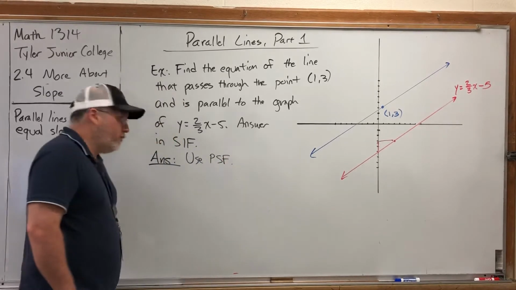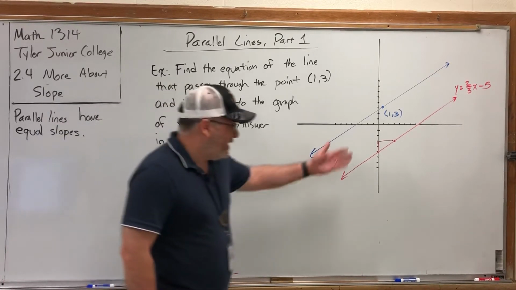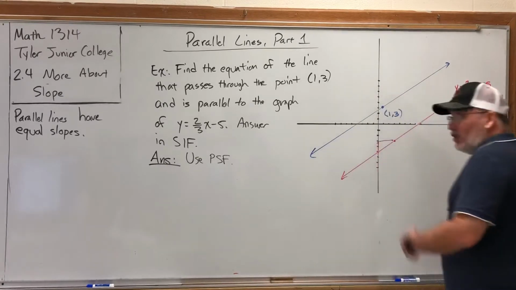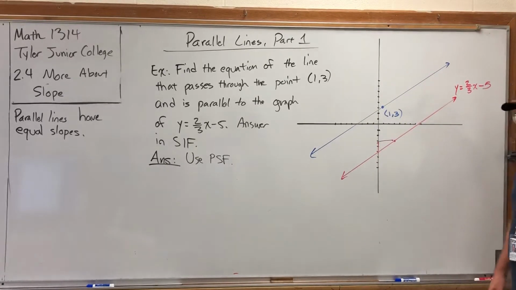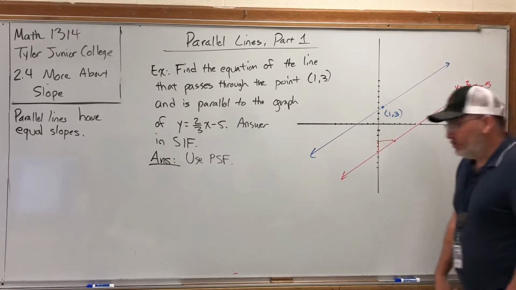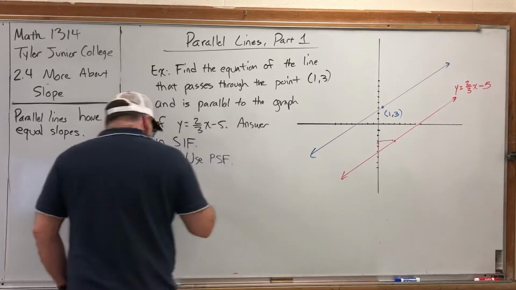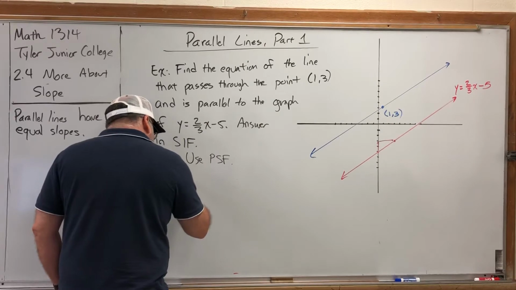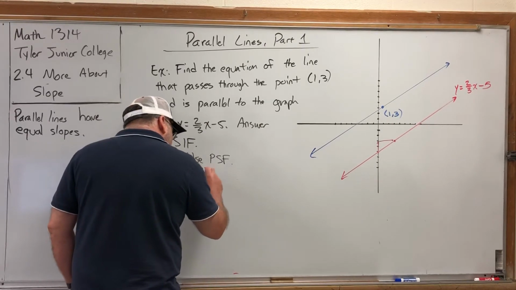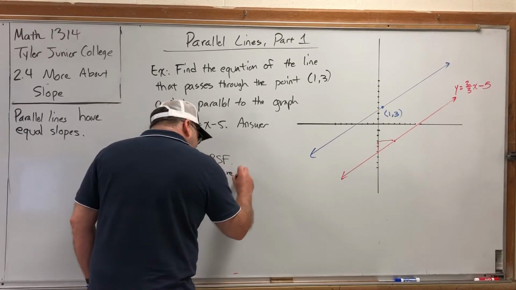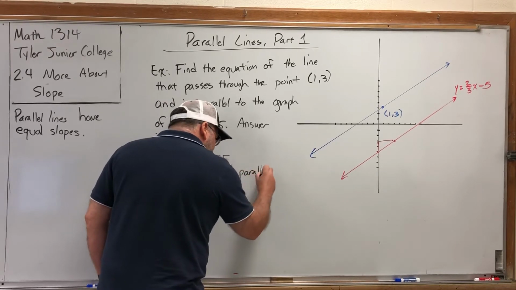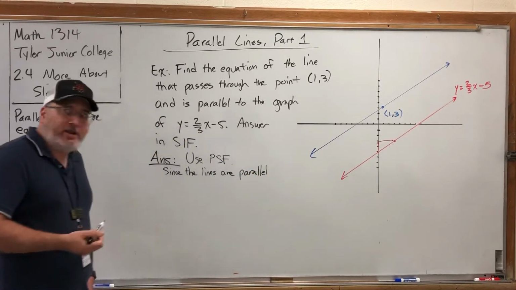Now, for point-slope form, I need a point and a slope. Clearly, I have a point. Well, what's the slope of the blue line? The same as the slope of the red line. And what's the slope of the red line? 2/3. So, since the lines are parallel, actually what I'm writing now is what you would think, but for instructional purposes, I'm writing it on the board.